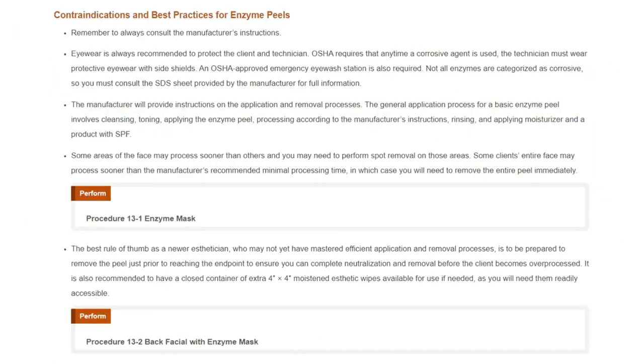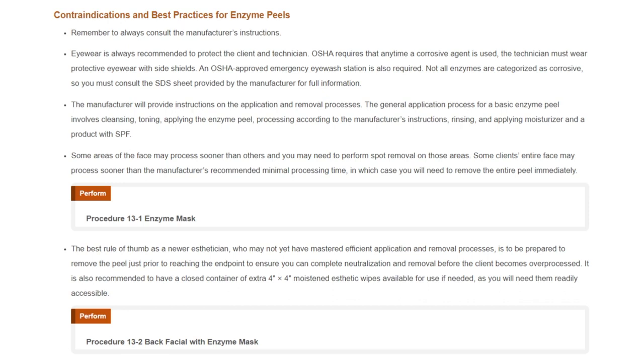Contraindications and best practices for enzyme peels. Remember to always consult the manufacturer's instructions. Eyewear is always recommended to protect the client and technician. OSHA requires that any time a corrosive agent is used, the technician must wear protective eyewear with side shields. An OSHA-approved emergency eyewash station is also required. Not all enzymes are categorized as corrosive, so you must consult the SDS sheet provided by the manufacturer for full information. The manufacturer will provide instructions on the application and removal processes.